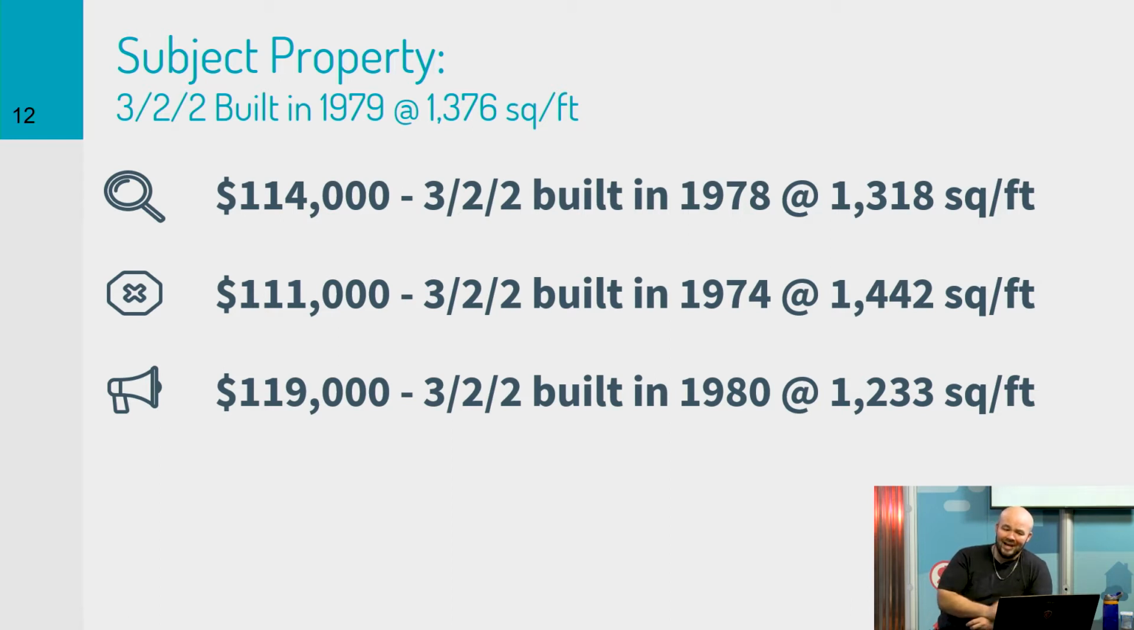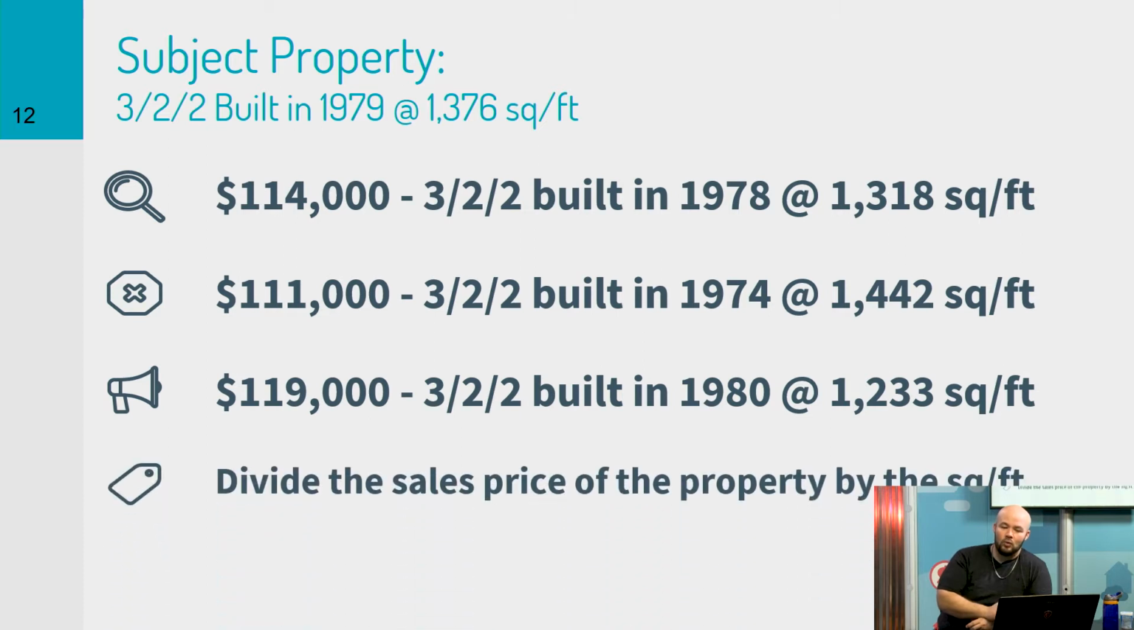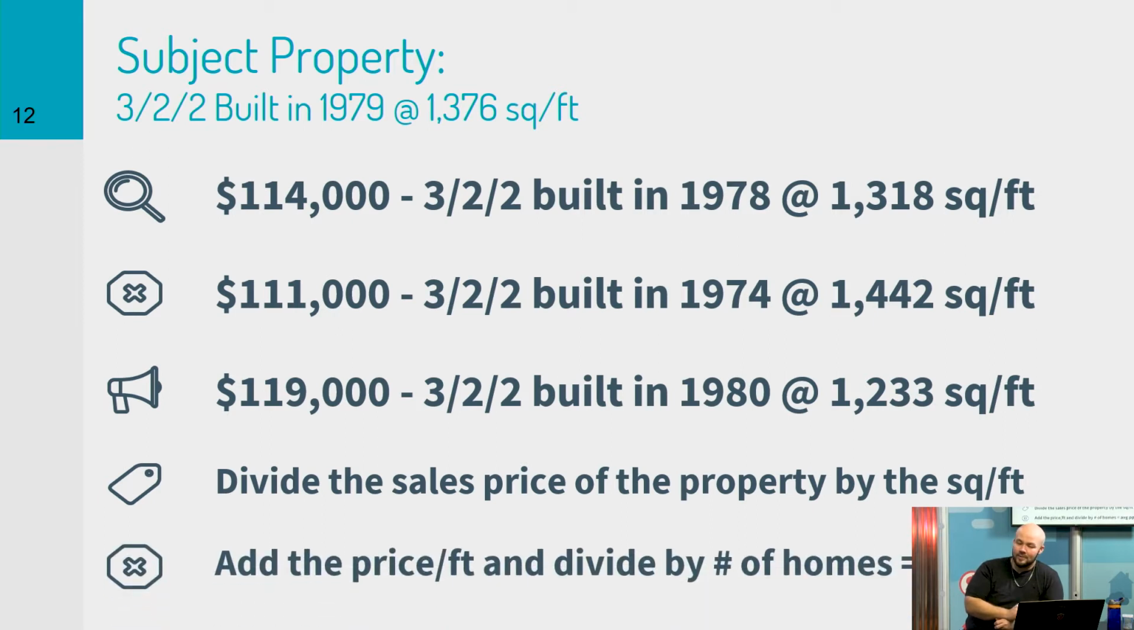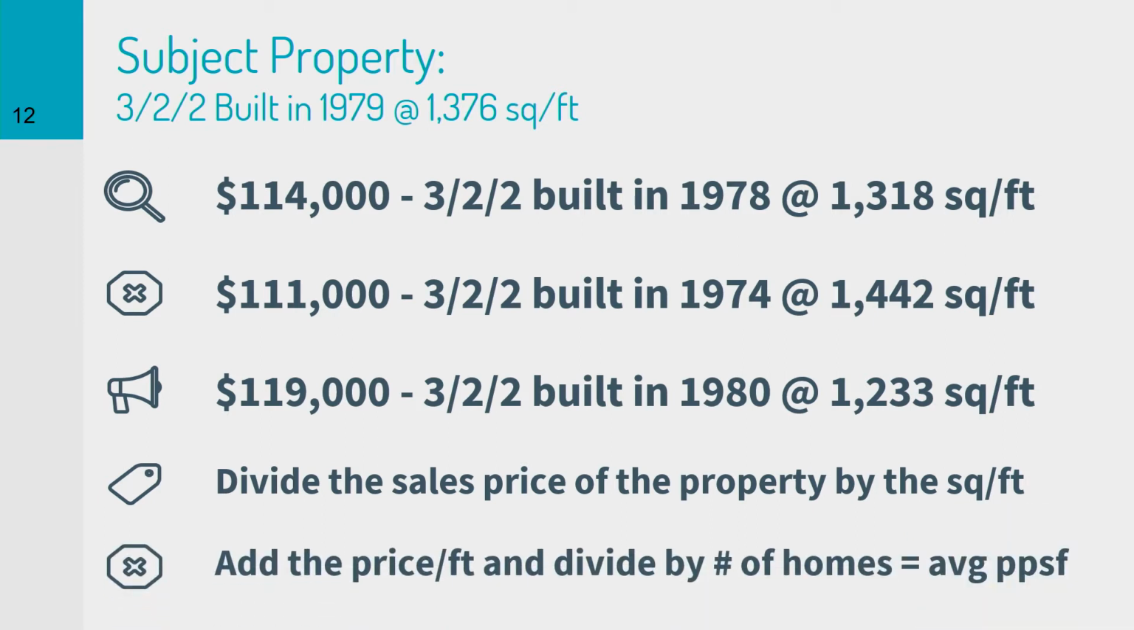So I now have 3 properties that I'm looking at here. All of them are within the range of what I would consider comparable properties to my subject property. The last step is to divide the sales price of the property by the square footage. Then we add the price per square foot up for all 3 of them, and divide by the number of homes to equal the average price per square foot.